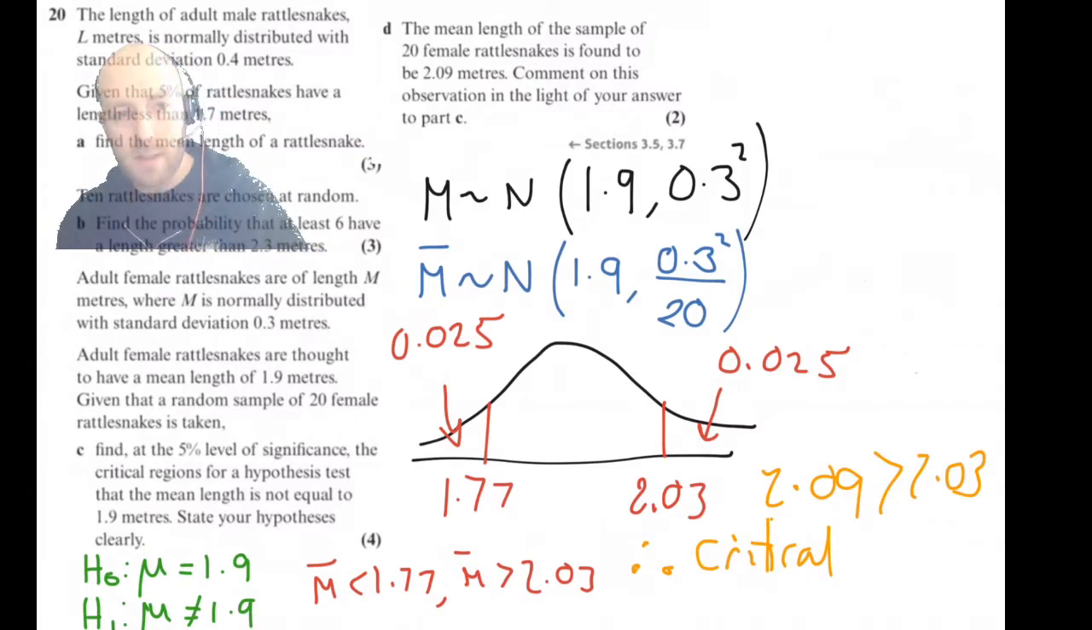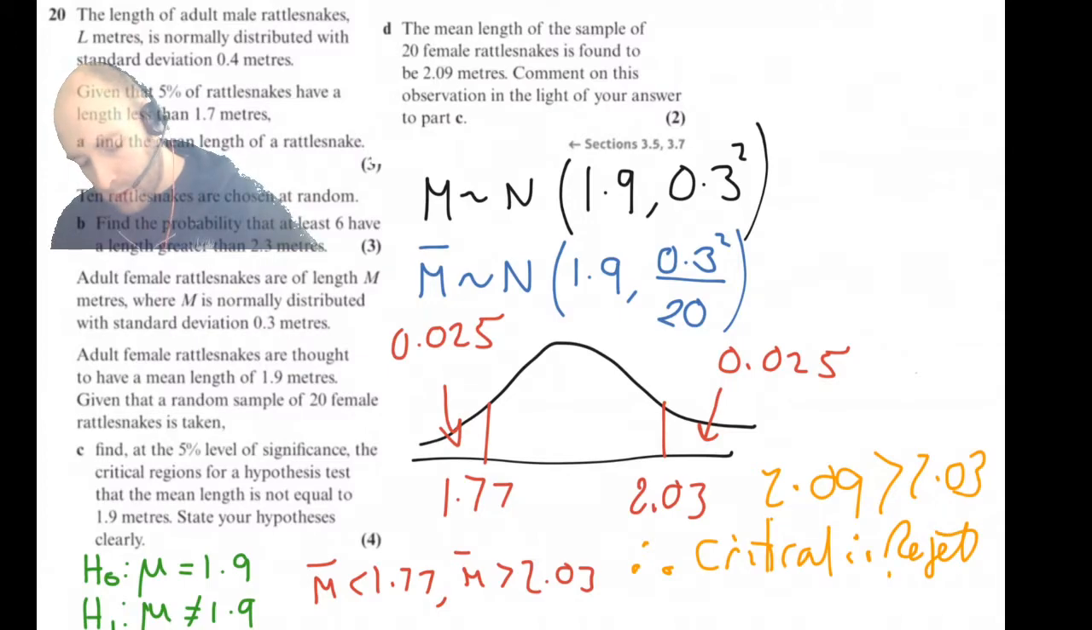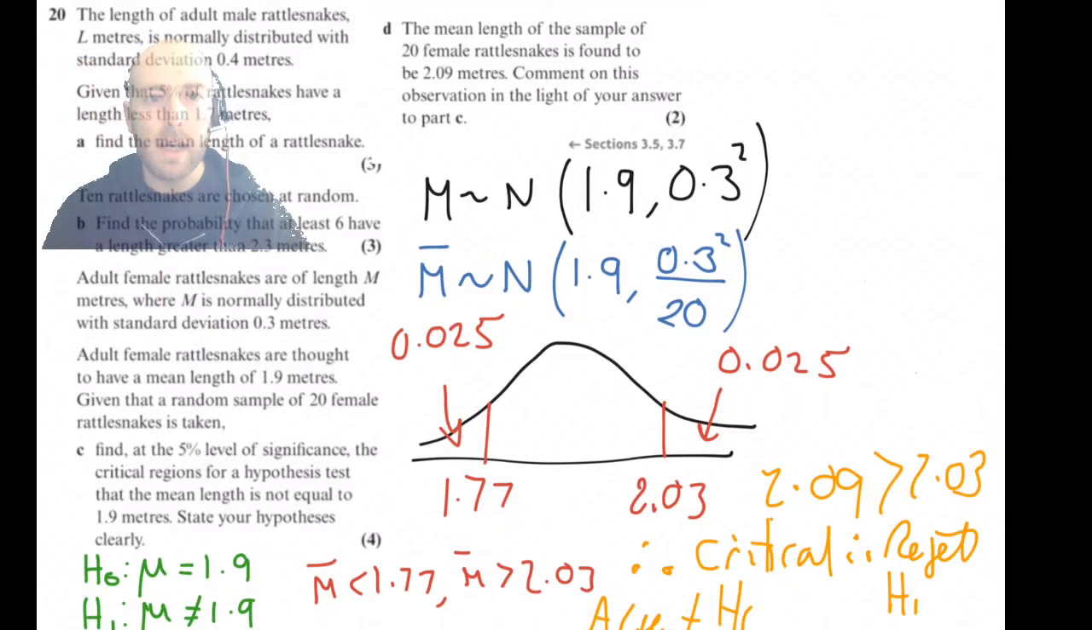So yeah, it's critical, it's in the critical region. Therefore, we reject H1, accept H0. And our conclusion is that the mean of female rattlesnakes is likely to be longer than 1.9.